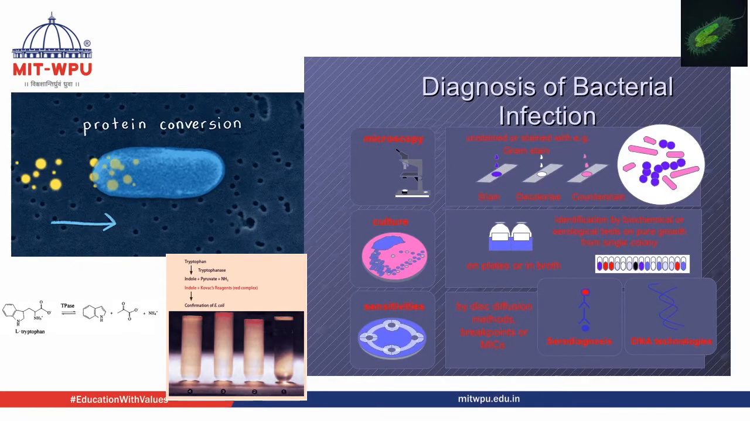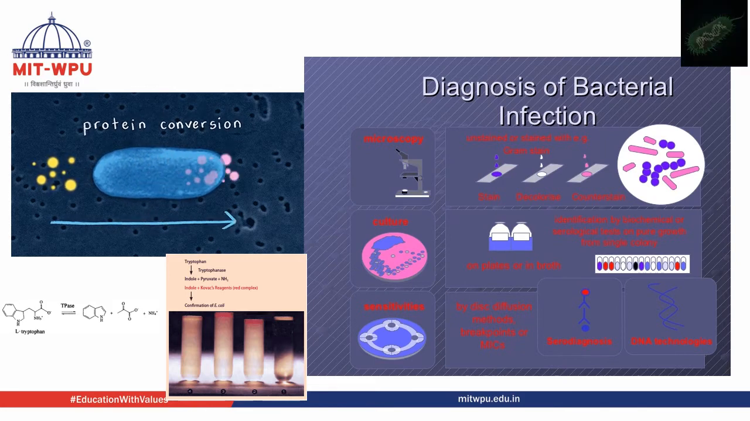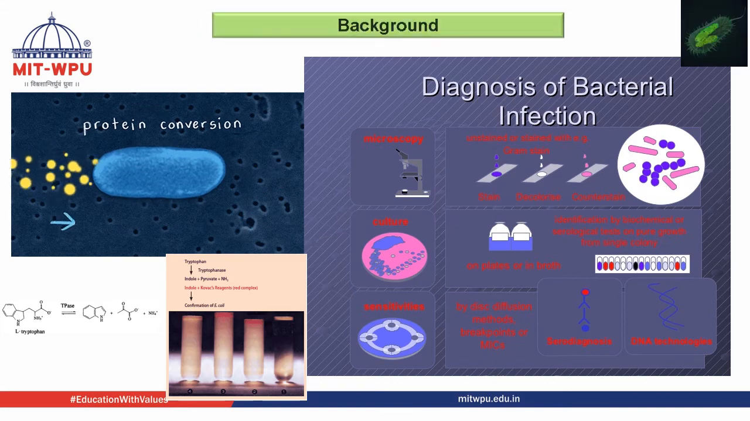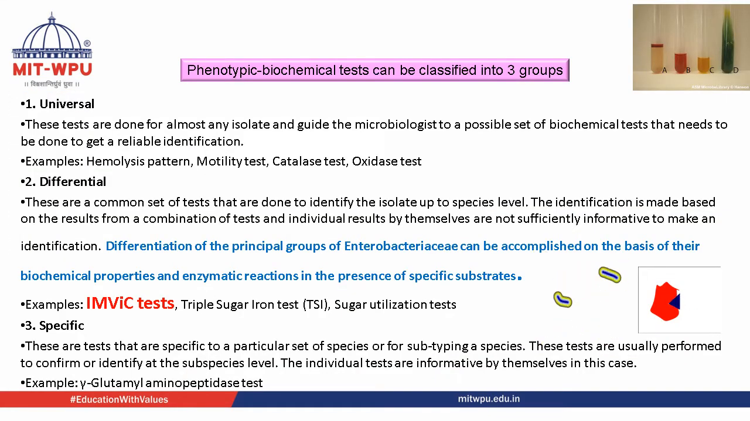So we all know the diagnosis of bacterial infection can be done by different methods that we talked about. Today's topic of discussion is the biochemical test. If you talk about the broad classification, it has been classified into three important groups.